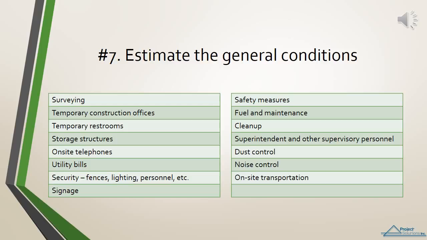Here is a partial list of items that may be considered general conditions for a highway project: surveying, temporary construction offices, temporary restrooms, storage structures, on-site telephones, utility bills, security fences, lighting and personnel, etc., signage, fuel and maintenance not accounted for under equipment estimations, cleanup, superintendent and other supervisory personnel, dust and noise control, transportation about the job site, and safety measures such as first aid equipment, fire equipment, etc.